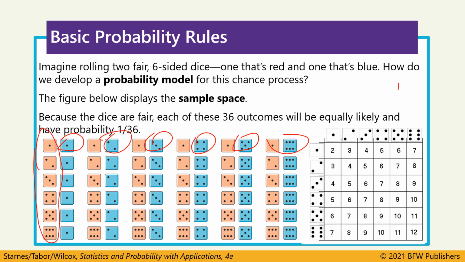We can also put it into a table like this if we don't care which color each die ends up, and we only care about what the sum of those are. So for example, this result and this result aren't any different if we're just looking at the totals.